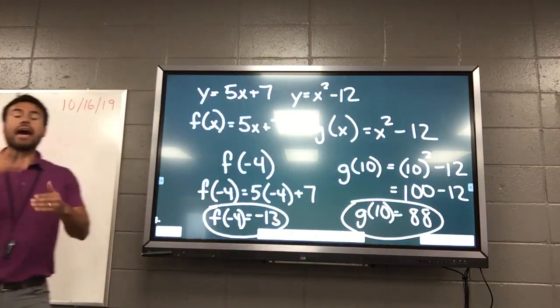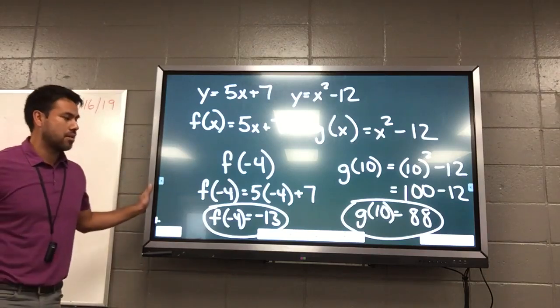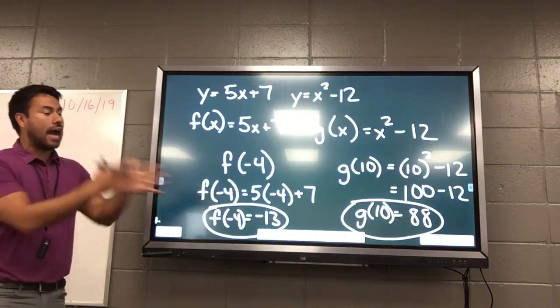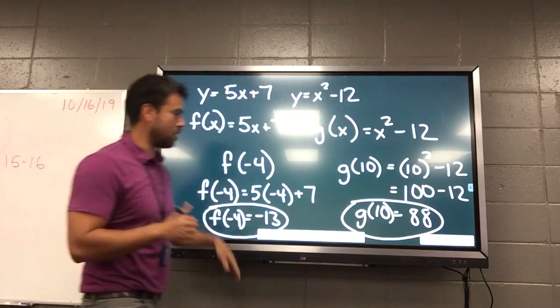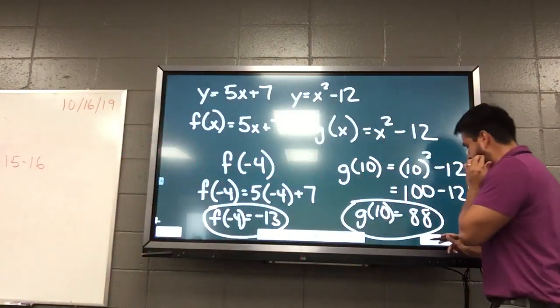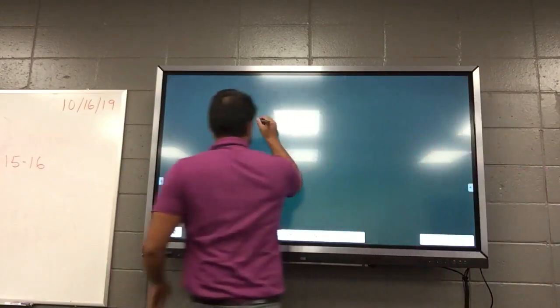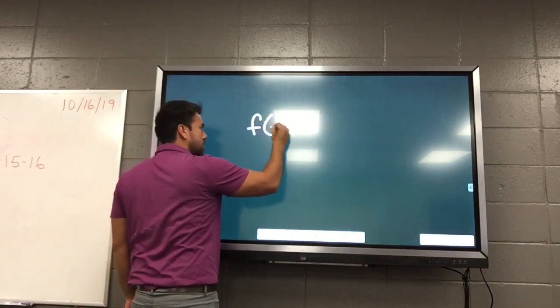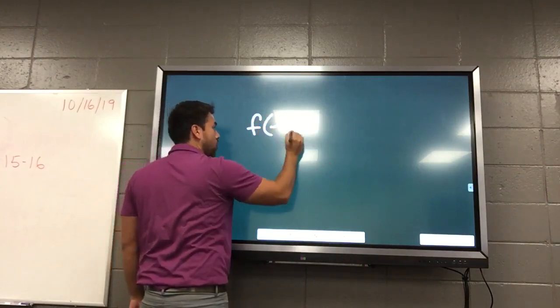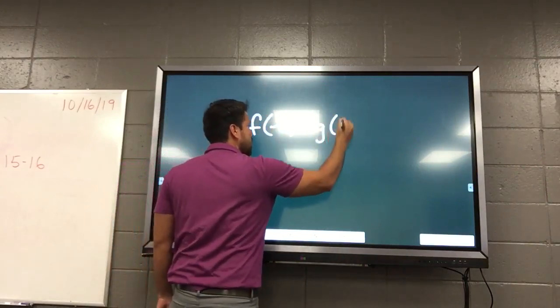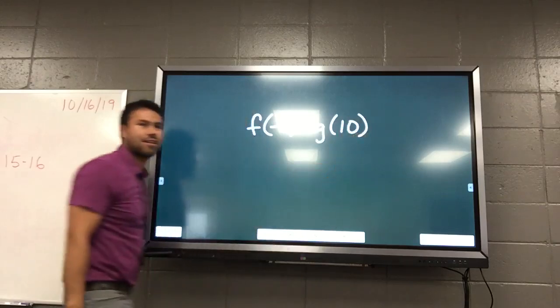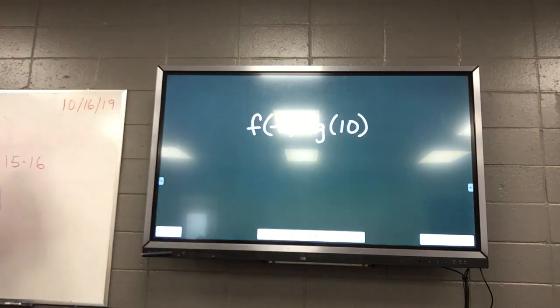Okay, I'm going to add another step to this problem. I have to go to a new screen because I don't have enough room, and I want to see if you guys can give me this. What is f of negative 4 plus g of 10? Let's see if you guys are thinking here. What is f of negative 4 plus g of 10?